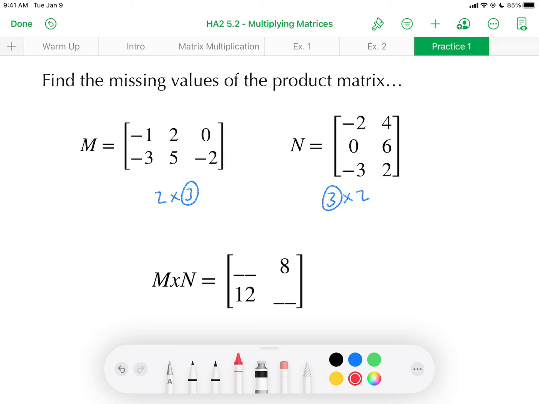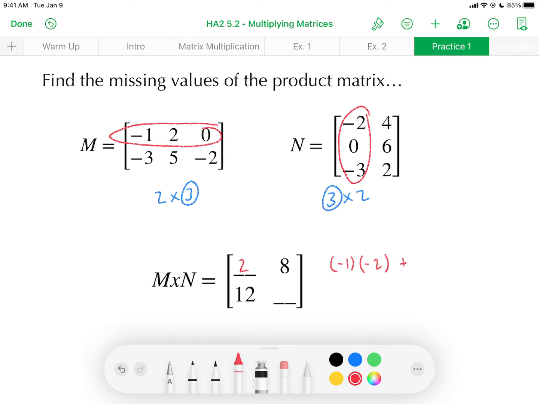All right, Kyle, what'd you come up with for that first row, first column spot? 2. Positive 2. How's the room feel? Good? All right, let's verify it for those that are going to be watching this at home. That's first row, first column. So we're using these numbers with these, right? We're taking negative 1 times negative 2 plus 2.